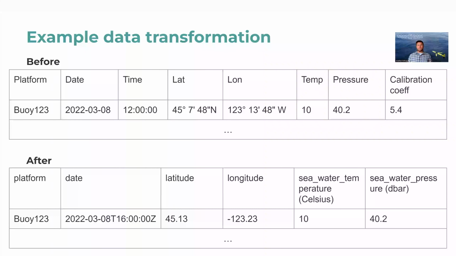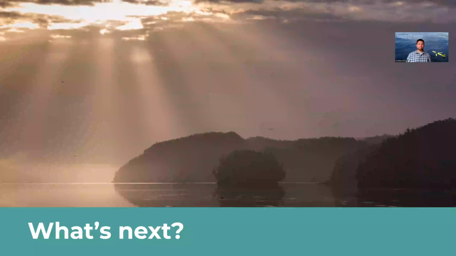Here's an example of that data transformation. CIOOS uses climate and forecast naming conventions, which have been widely adopted around the globe. We also use conventions for times and locations, as you can see here. These are some of the transformations that need to happen before data are successfully ingested into CIOOS.